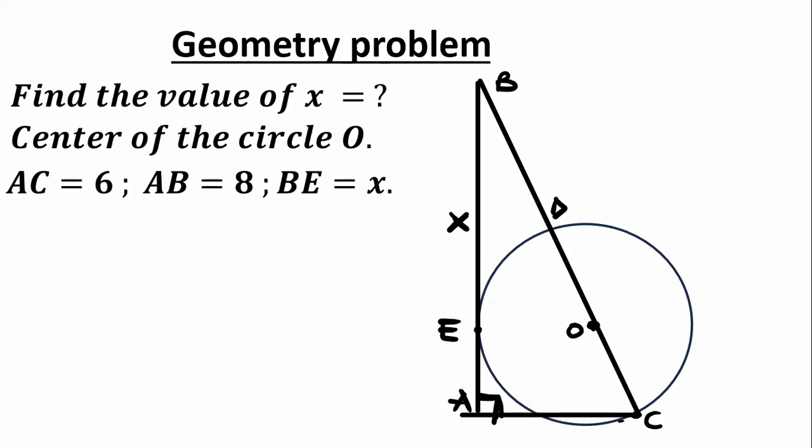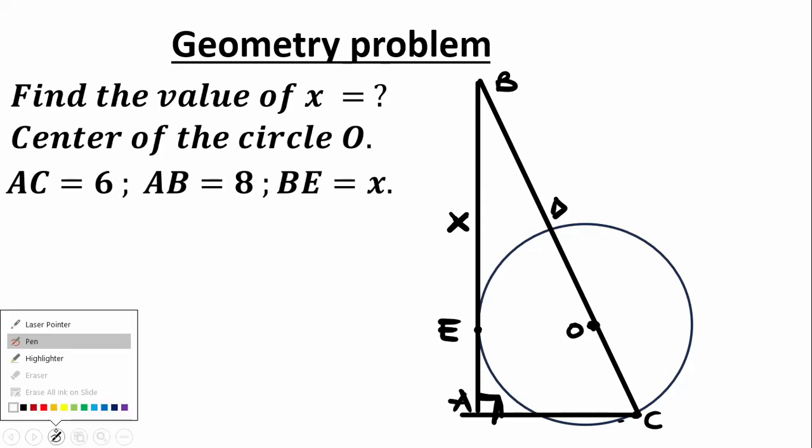This video is all about finding the value of x. X is BE. Now we are given AC to be equal to 6. AD is equal to AB is equal to 8. Now, since line BC passes through the center O, that means DC is the diameter.